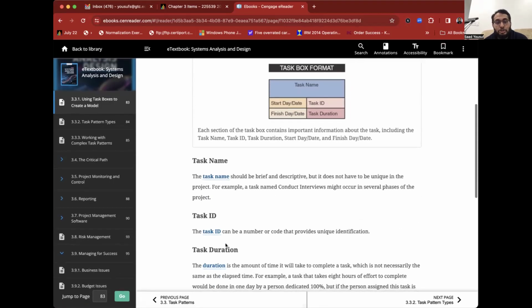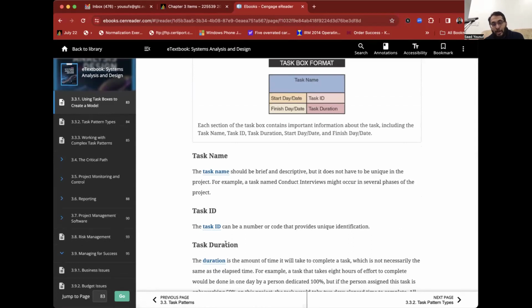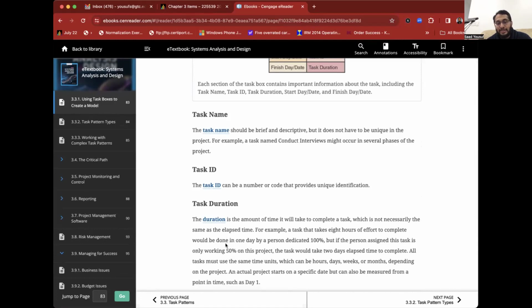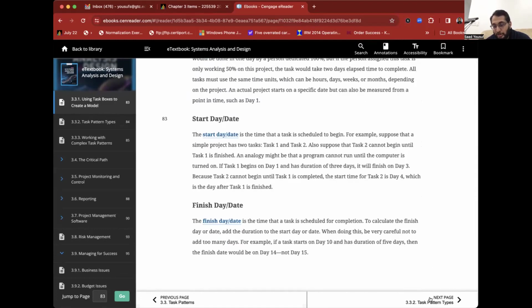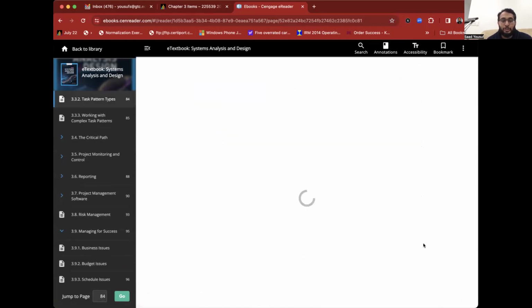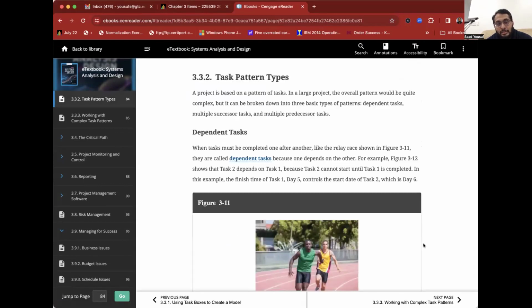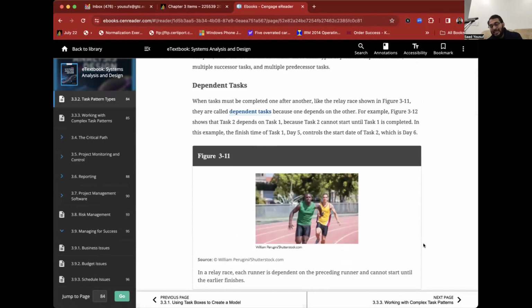So a task name should be brief and descriptive, but it does not have to be unique in the project. It needs to have a task ID, the task duration, the start date, the end date, and the whole nine yards about that. Now, we need to figure out what tasks are dependent on this task, and this task is dependent on which other task.